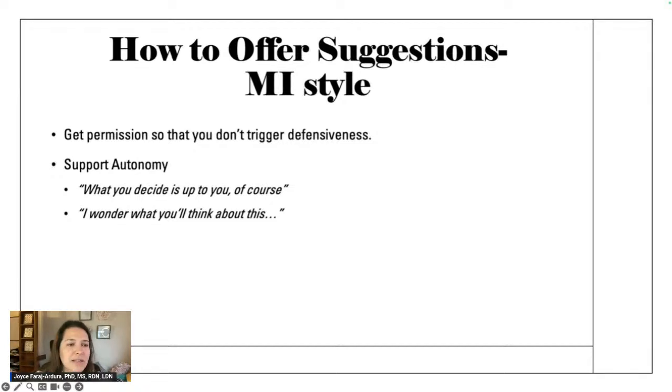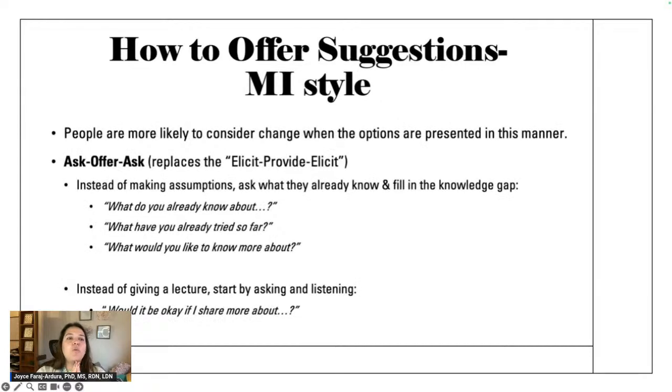So tell them something along these lines: whatever you decide is up to you, of course, so that they know that it's up to them. And it's not like we're giving them that power. It was never ours, but we are emphasizing it so that they feel more engaged and they feel like it is up to them, really. And this can help with the commitment. So when we offer suggestions in MI style, clients are more likely to actually take on those suggestions or consider change.